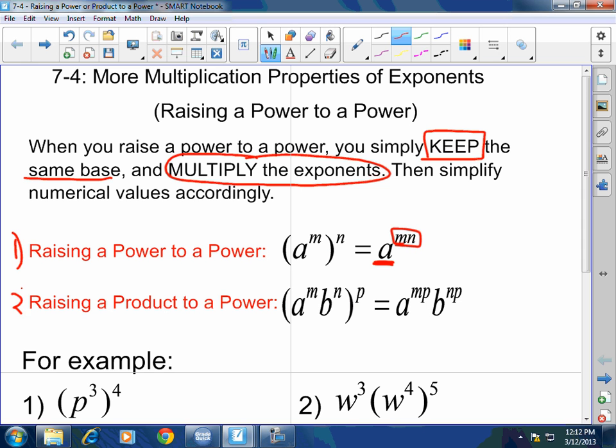For the second one, when I raise a product to a power, I'm going to distribute that outside exponent to every single exponent inside of the parentheses. Again, I'm going to distribute this outside exponent, the one that I'm raising a power, to every single exponent inside of the parentheses. So a^m b^n raised to the p power is going to be a, keep the base, to the mp times b, keep the base, to the np power. And that's literally it. So let's see what we got here.